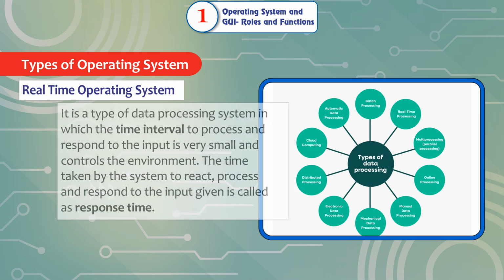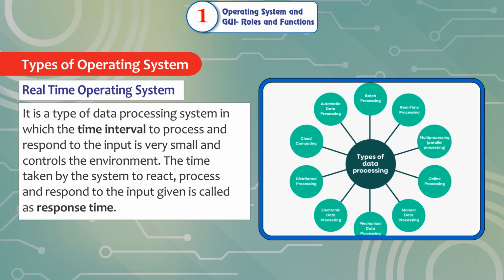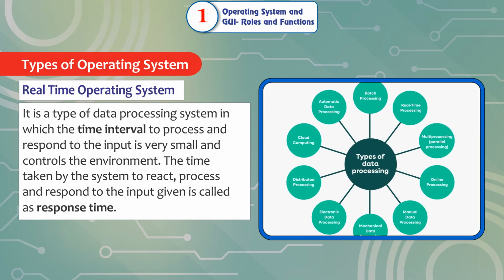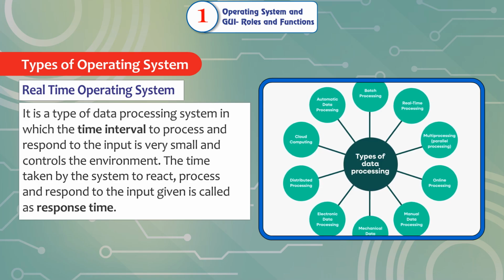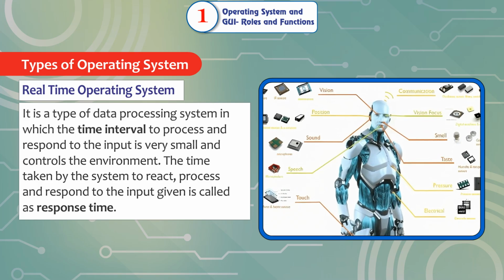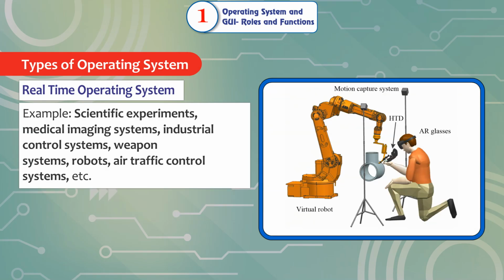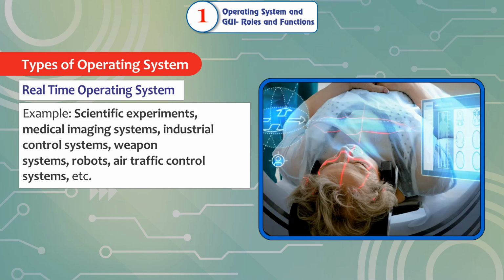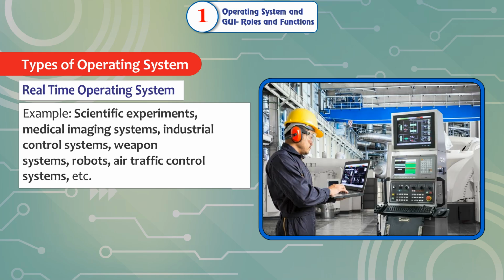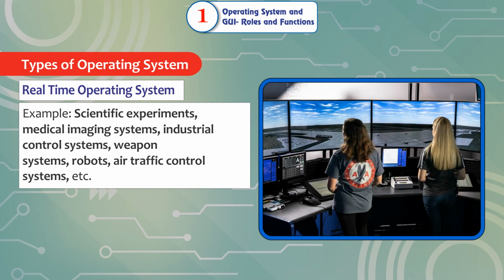Real-time operating system. It is a type of data processing system in which the time interval to process and respond to the input is very small and controls the environment. The time taken by the system to react, process and respond to the input given is called response time. Examples: scientific experiments, medical imaging systems, industrial control systems, weapon systems, robots, air traffic control systems, etc.